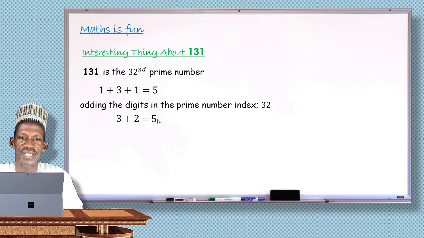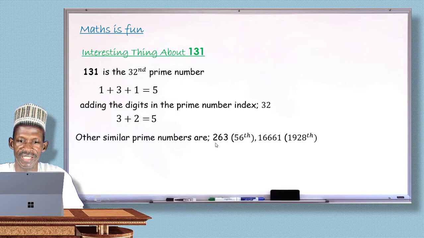There are other prime numbers like this. Let me just share with you. The next number, 263, is another prime number. And in the sequence of prime numbers, it is in position 56. This 5 and 6, if you add, you get 11. Similarly, the digits in the number, if you add, give you 11.